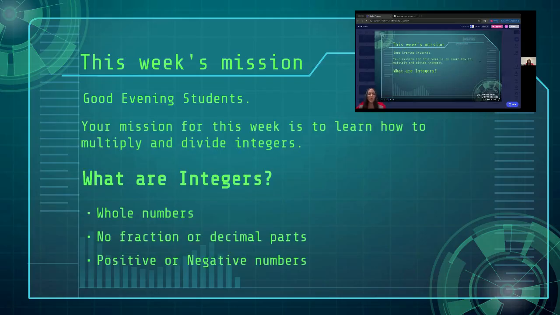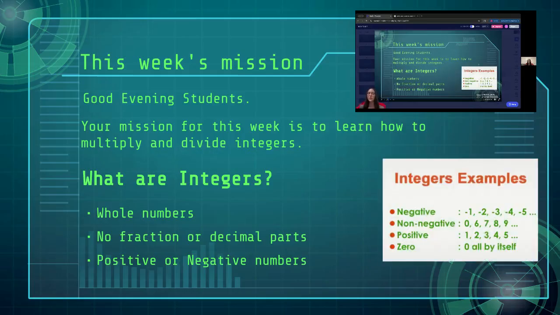What are integers, you may ask? Well, integers are whole numbers that do not have fraction or decimal parts, and they are positive or negative numbers. Some examples for negative are -1, -2, -3, and so on, and positive, the ones you know, 1, 2, 3, 4, 5, continuing.